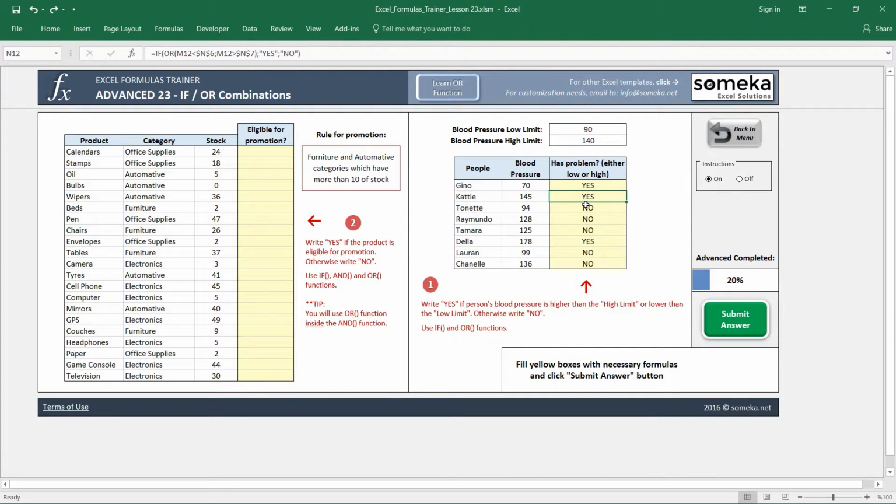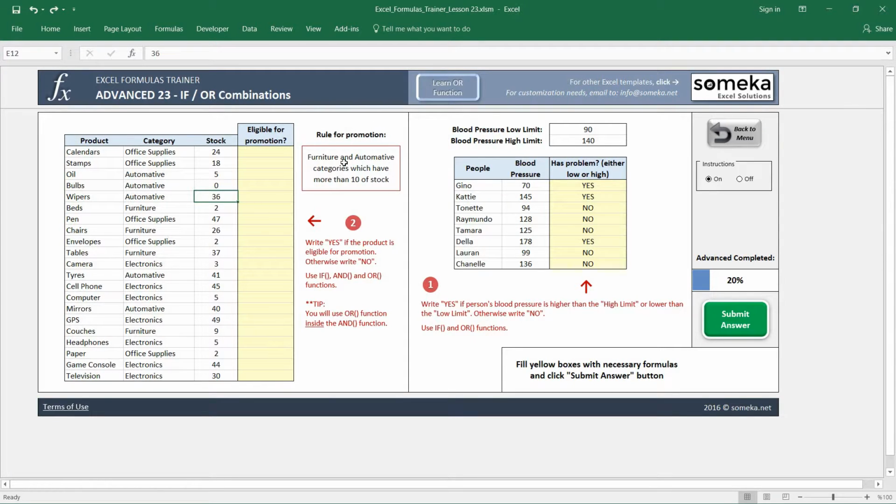Okay, now going to the second example in this section. We have learned IF, AND, and OR functions. Now we are going to combine all of these in this question. This is going to be tricky, so follow closely. In this table we have products, and these products have categories and also some stocks. We want to check if these rows, or product category and stock combinations, are eligible for promotion.